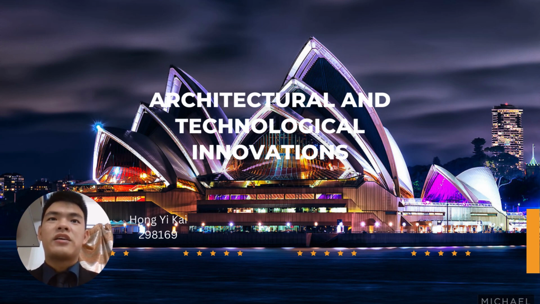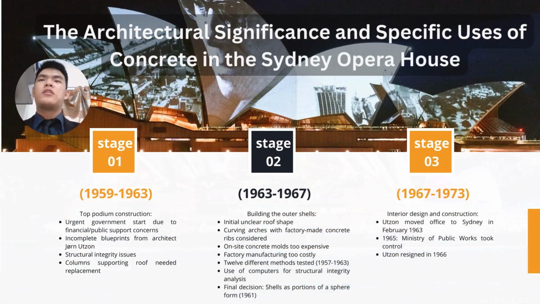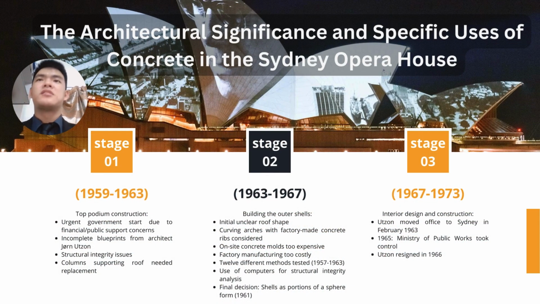There are architecture and technology innovations in the Sydney Opera House. So I will present 6.1, the architectural significance and specific use of concrete in the Sydney Opera House. There are three stages. Stage one is 1959 to 1963, stage two is 1963 to 1967, and the last stage is 1967 until 1973.